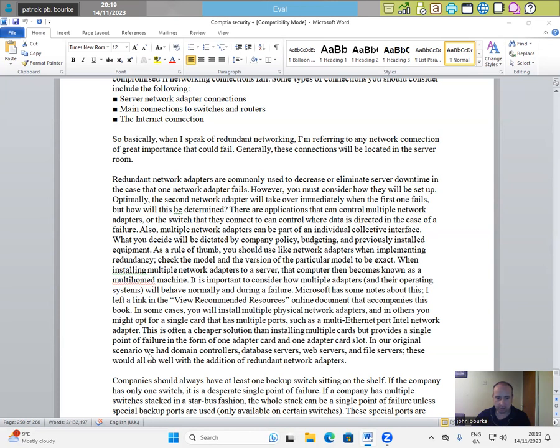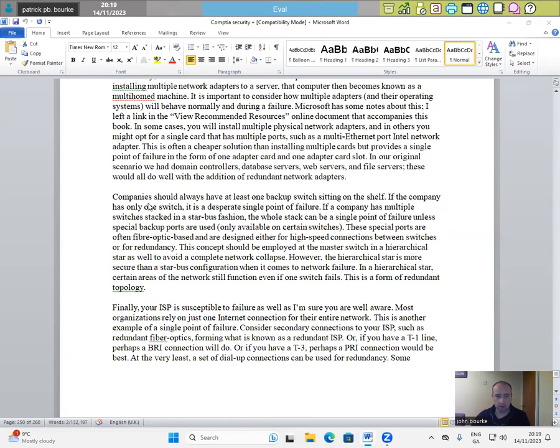In our original scenario, we had domain controllers, database servers, web servers, and file servers. These would all do well with the addition of redundant network adapters. Companies should always have at least one backup switch sitting on the shelf. If the company has only one switch, it is a desperate single point of failure.